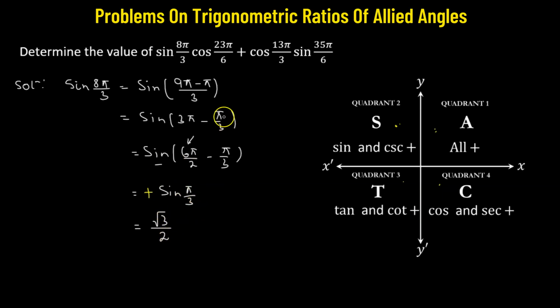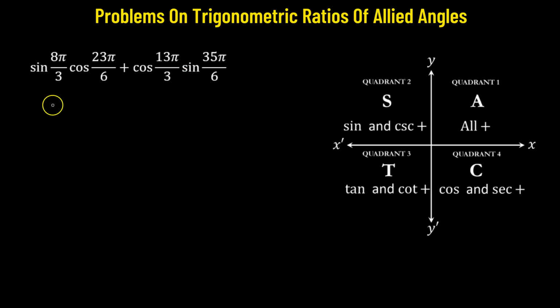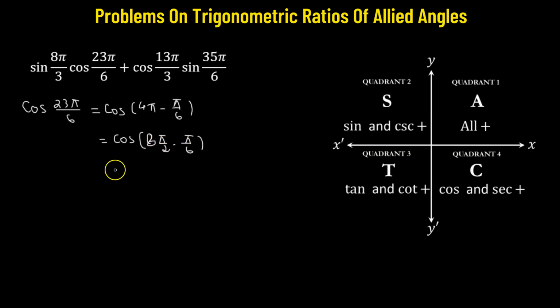Now using the same method, we will also find out the value of the remaining trigonometric ratios. So let's try to find out the value of cosine 23 pi over 6, which can be also expressed as cosine 4 pi minus pi over 6. Now 4 pi, if we convert it to a multiple of pi over 2, we have 8 multiplied by pi over 2 minus pi over 6. Since 8 is an even number, cosine is going to remain as cosine and the new angle will be pi over 6. So 8 pi over 2 means we will be in the fourth quadrant.